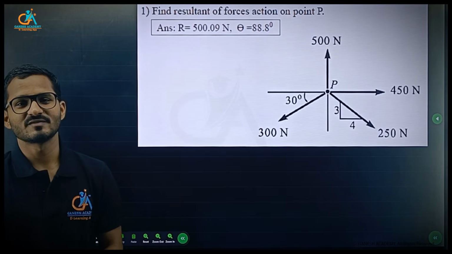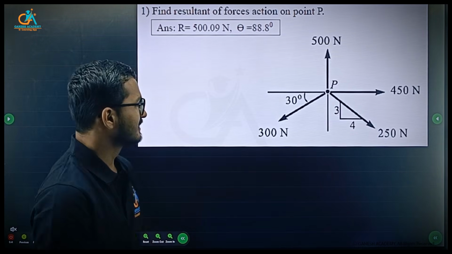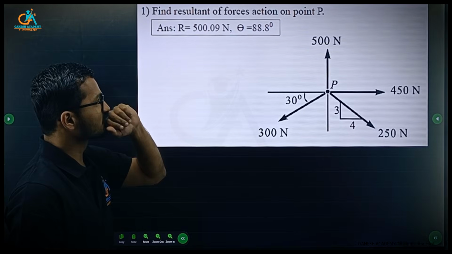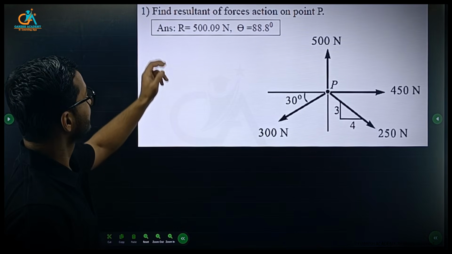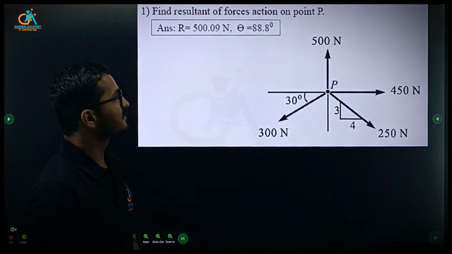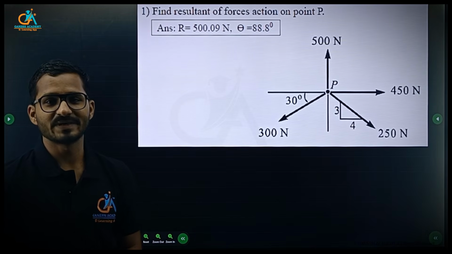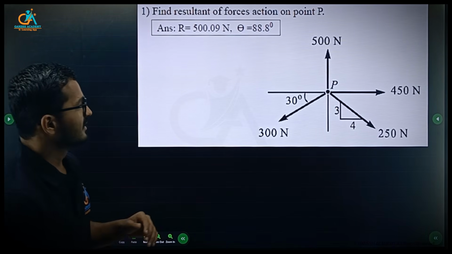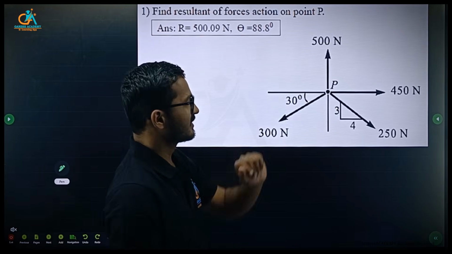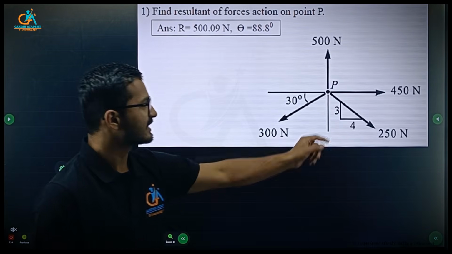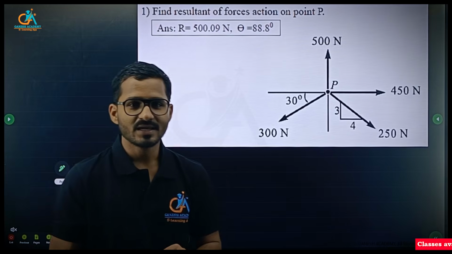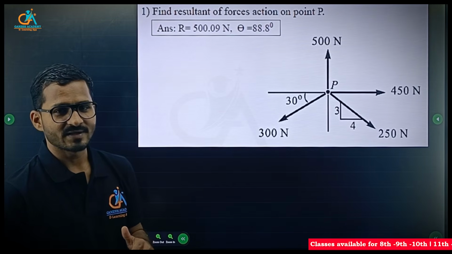इंजीनियरिंग मैकेनिक्स UT1 की क्वेश्चन बैंक, राइट. सो स्टार्ट करते हैं फ्रॉम द फर्स्ट क्वेश्चन. क्वेश्चन इज फाइंड द रिजल्टेंट ऑफ द फोर्सेस एक्टिंग ऑन पॉइंट P. सो फर्स्ट, ये कौन सा टाइप के फोर्स सिस्टम है? ऑल द फोर्सेस आर ओरिजिनेटिंग फ्रॉम अ सिंगल पॉइंट P. दैट मींस कॉन्करेंट फोर्स सिस्टम है, राइट.